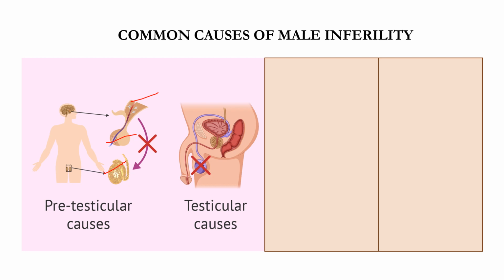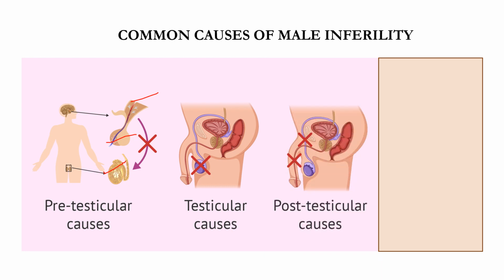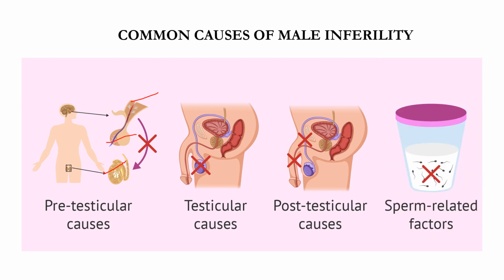Now any defect in the testis itself are the testicular causes. Beyond the testis, we have the vas deferens, we have the seminal vesicle, we have a long pathway through which the sperm will come out. So any defect in this pathway will be known as the post-testicular causes. In addition to that, there may be sperm-related factors responsible for male infertility.